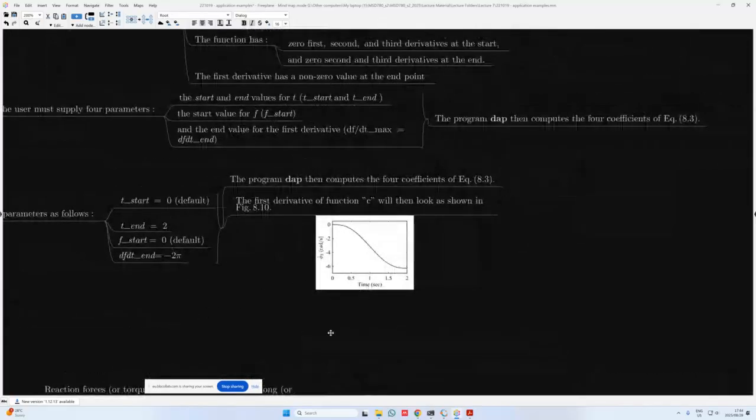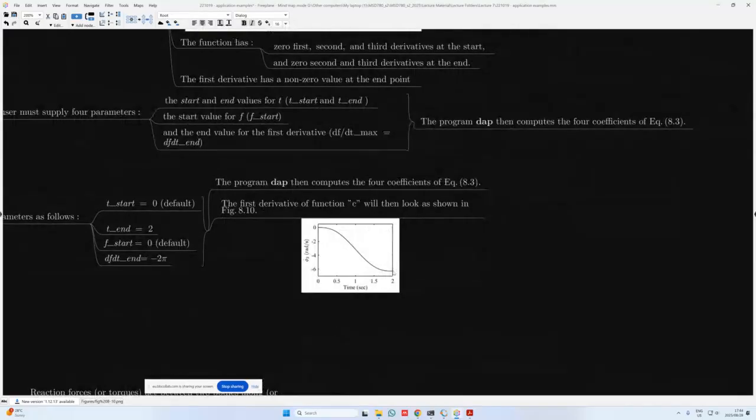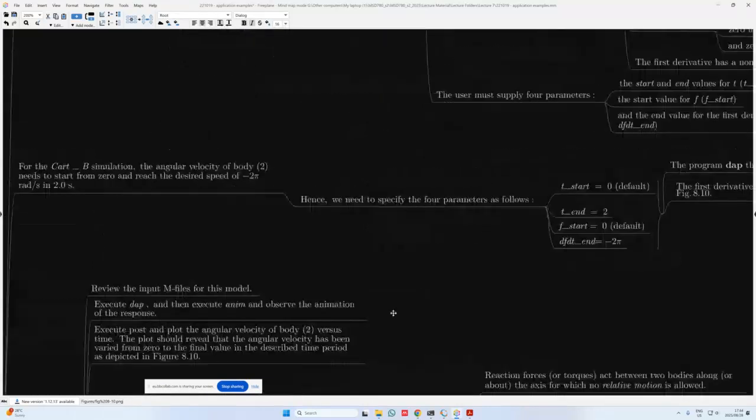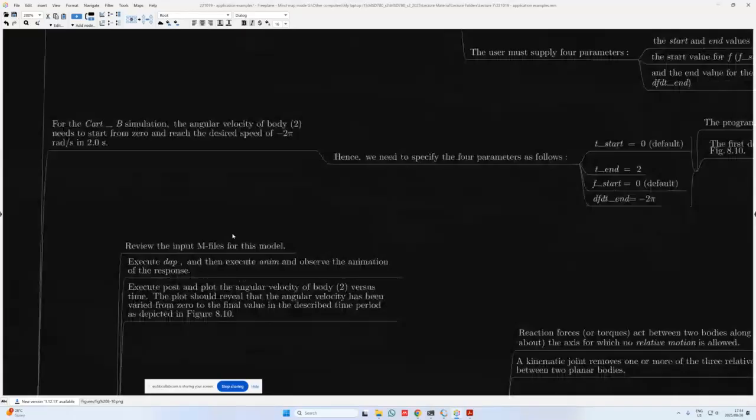Okay, so now of course the question would also be what happens beyond 2 seconds. So if we were to run the animation from 2 to 3 seconds, in that case, DAP-BC is simply going to assume that it has now reached a constant angular velocity. So from 2 to 3 seconds, the angular velocity of the system will then remain at minus 2 pi radians per second. And we're going to look at that as well when we run the post-processing of this example.